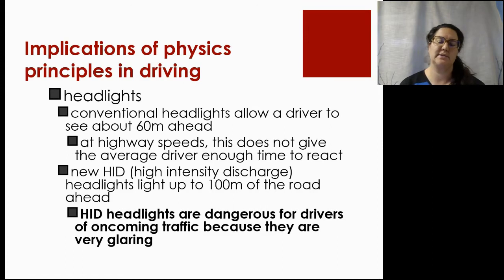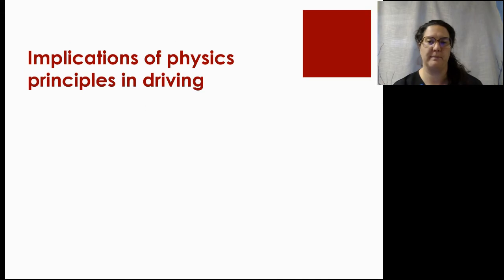Headlights allow us to see farther ahead of the vehicle in the dark. Conventional headlights allow a driver to see about 60 meters ahead. But at highway speeds, this typically does not give the average driver enough time to react, which is why a lot of animal collisions happen in the dark. Now, new HID headlights allow a driver to see up to 100 meters ahead of them. However, they're dangerous for drivers in oncoming traffic because they're very glaring. So, pros and cons of both of them.